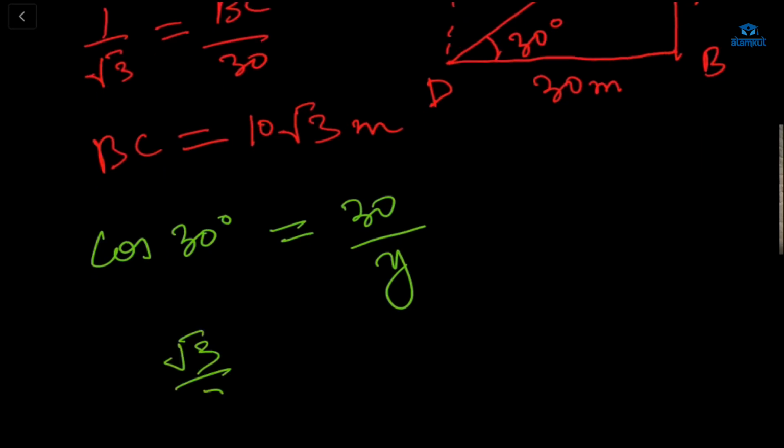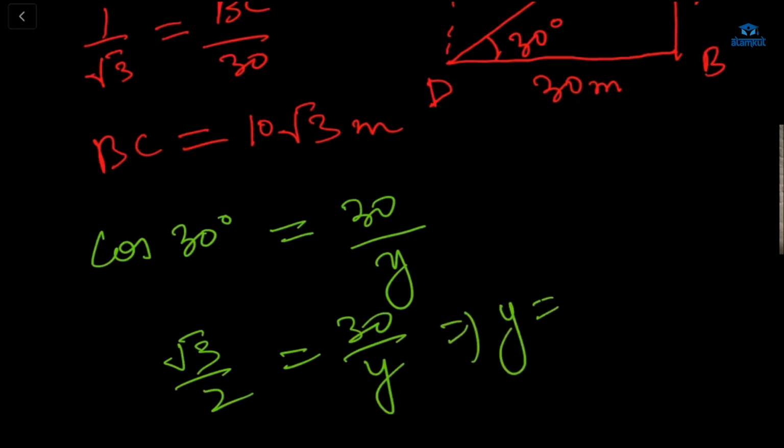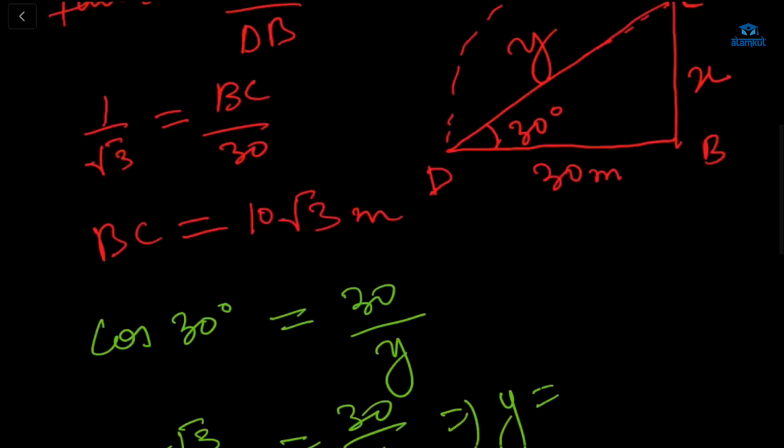Root 3 upon 2 is equal to 30 upon y, which implies that y is equal to... Ma'am, how did cos come in here, to find out y? Finding out y, you can apply Pythagoras theorem also. Here we have both, we need to apply both the ratios at the same time, cos and tan. Now I'm finding y. You have got the value of x, so you can either apply Pythagoras theorem also. That is perfectly correct, ma'am.